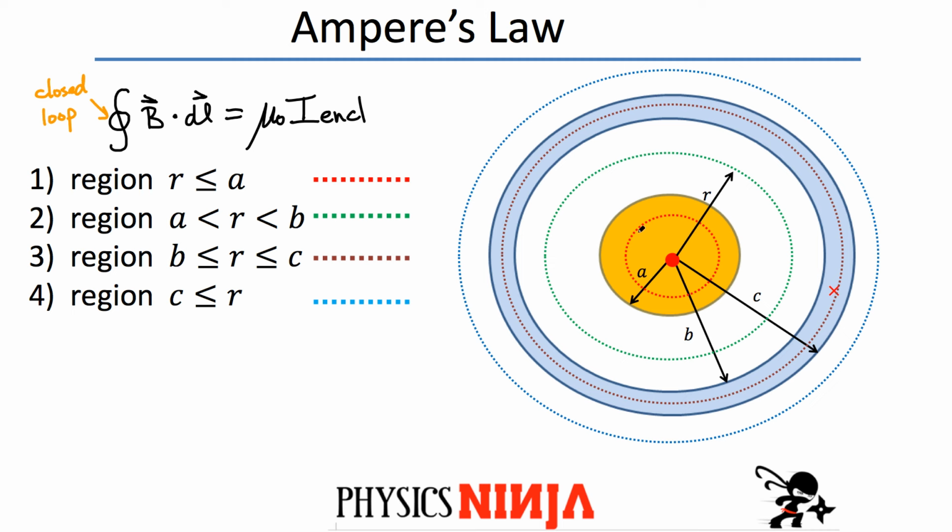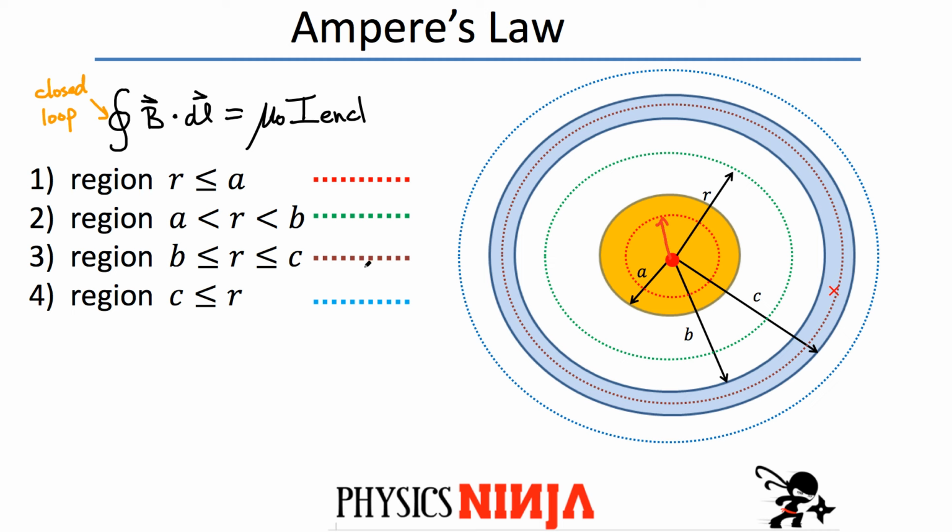So for this problem, I'm interested in the field in the region inside this interior conductor. What you have to do is form a closed loop in that region where I want to calculate the field. For example, the red dotted line here is a closed loop in that region. So this Amperian loop is going to allow me to calculate the magnetic field anywhere in this region. I can make the loop smaller or bigger, extended right up until the outer edge of this conductor.